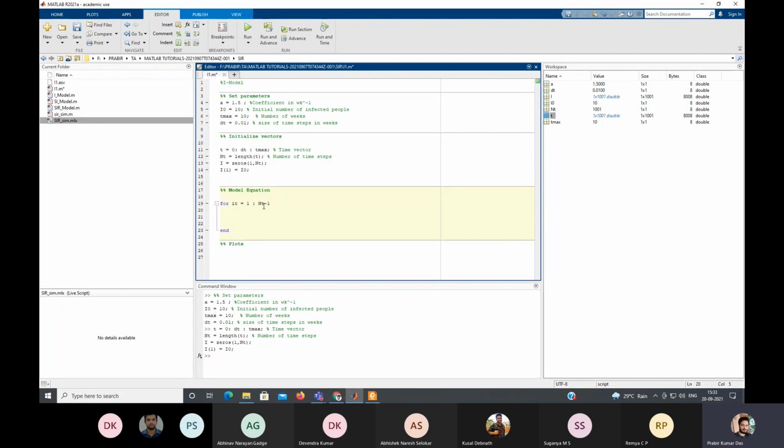We can also take 0 to nt in this way. But in Matlab, everything is indexed starting at 1, not at 0. That is why we are taking 1 to nt minus 1. Then we have to do this equation, di. What should be our di? a times I.